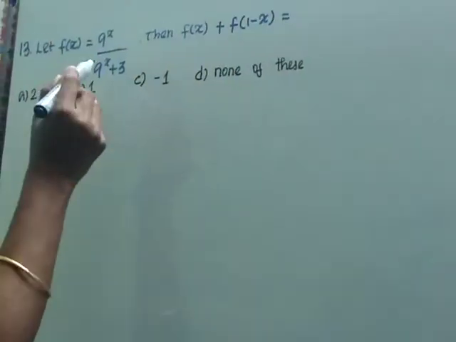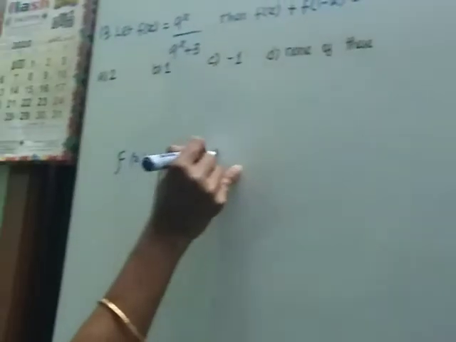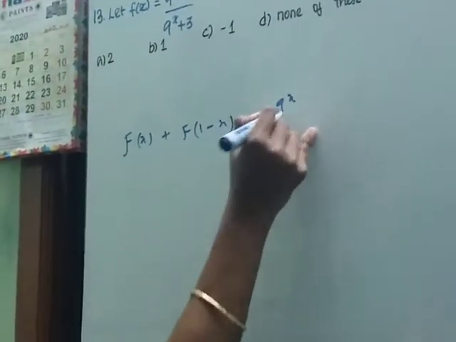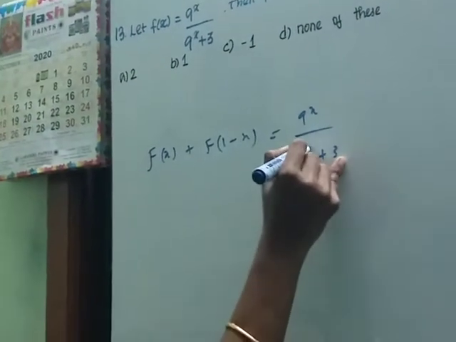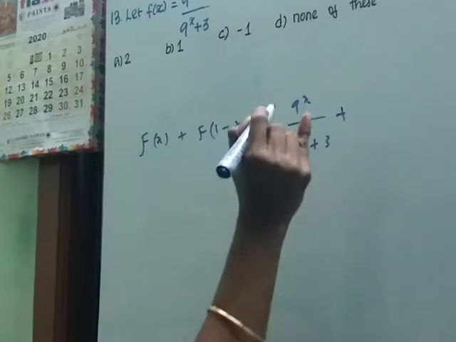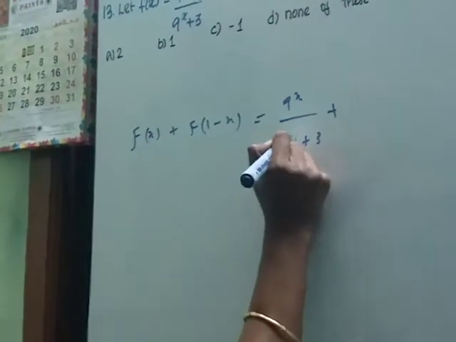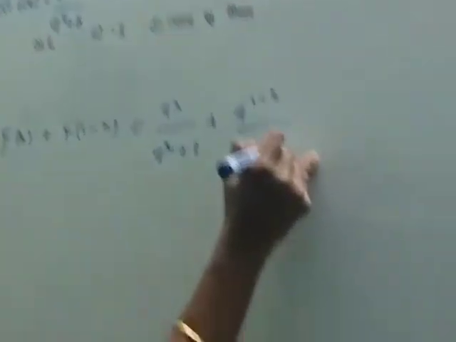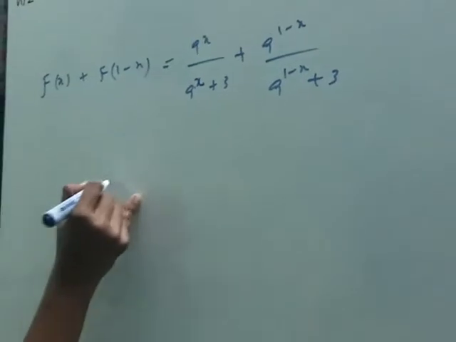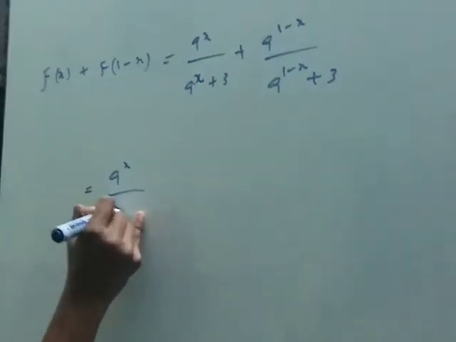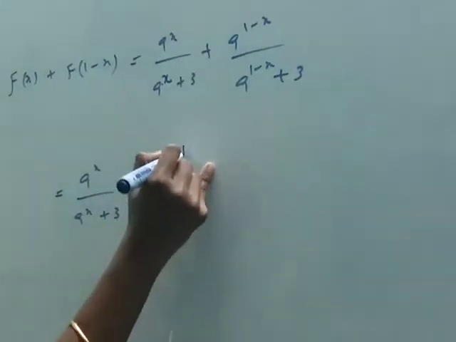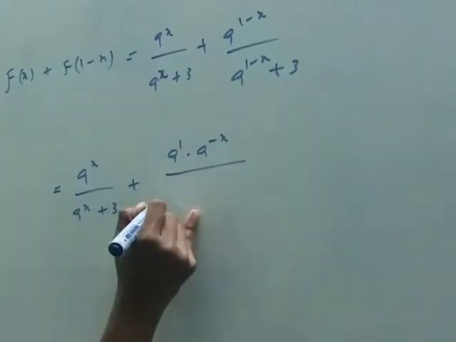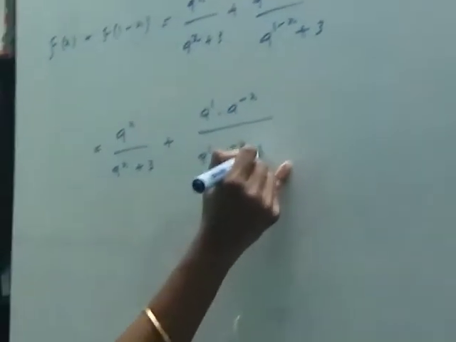f of x is equal to 9 power x by 9 power x plus 3, then f of x plus f of 1 minus x. So here f of x plus f of 1 minus x is 9 power x by 9 power x plus 3 plus, in the place of x we are going to substitute 1 minus x, okay ma? So 9 power 1 minus x by 9 power 1 minus x plus 3. Here the first term you have to keep as it is. In the second term, 9 power 1 into 9 power minus x by 9 power 1 into 9 power minus x plus 3.